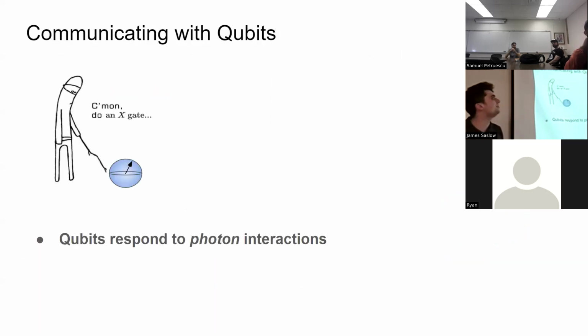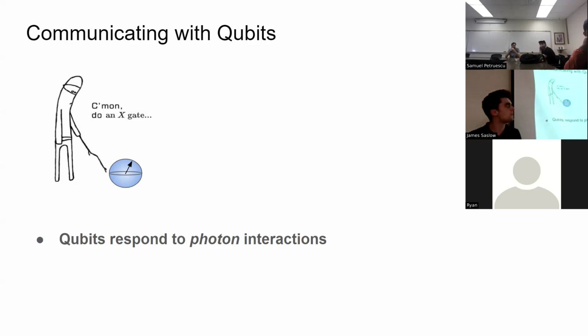So, communicating with qubits. You can't just poke your qubit with a stick and say, hey, come on, do an X gate. You have to communicate with the qubit on their level. And the language of qubits are photons. Qubits love photonic interactions.